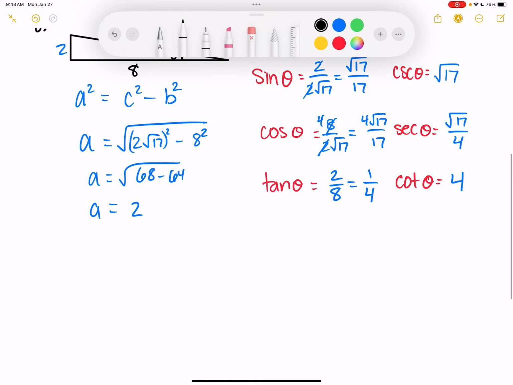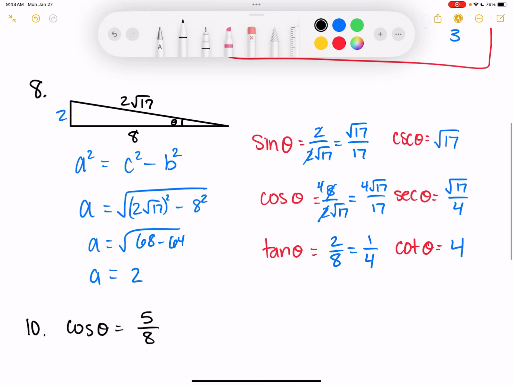Okay, we're going to do something where you don't have a triangle given to you now. So number 10: the cosine of theta equals 5 over 8. Basically they want us to find the other 5. Now, when you do this, I still want your answer presented like this. Cosine just happens to be given to you, so you don't have to find that one. We automatically know secant because I know cosine.